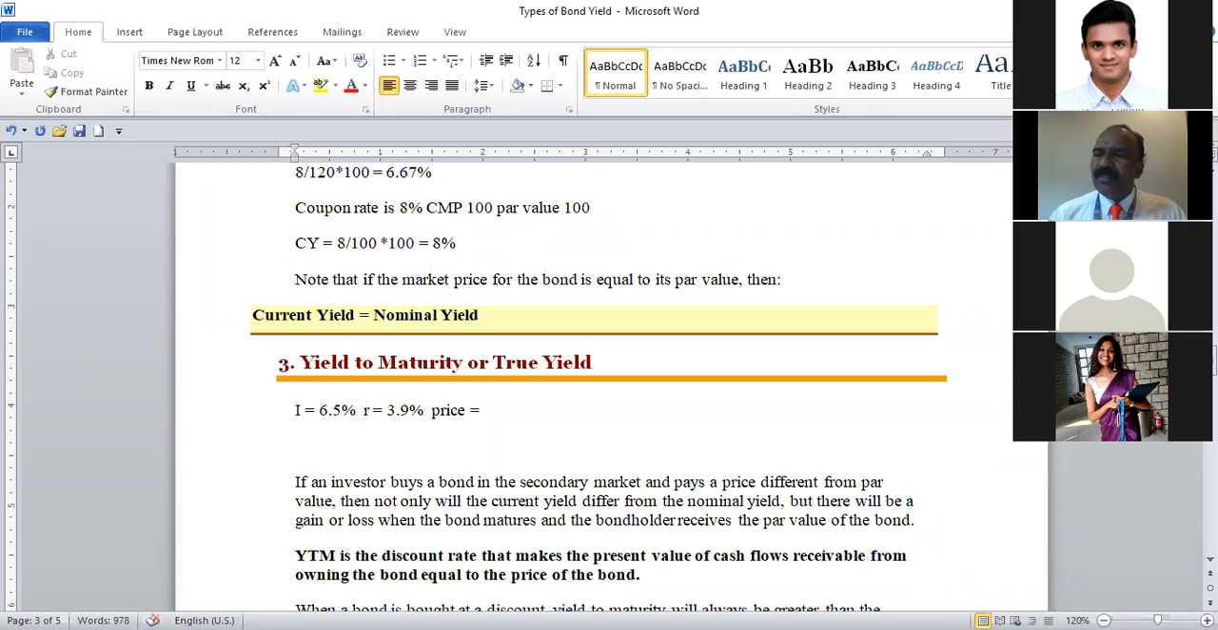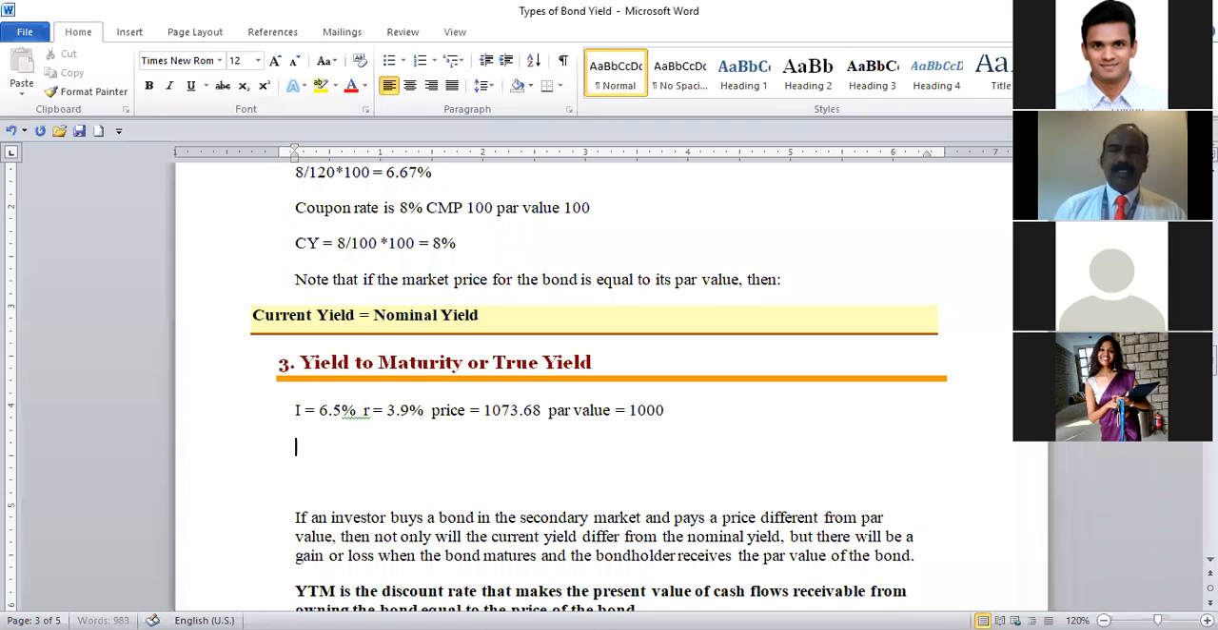How much is the price we calculated? 1073.68. Par value is 1000. So here yield is less, 3.9, and price is higher.